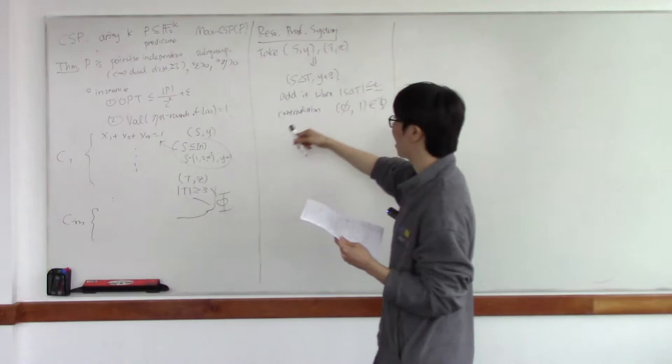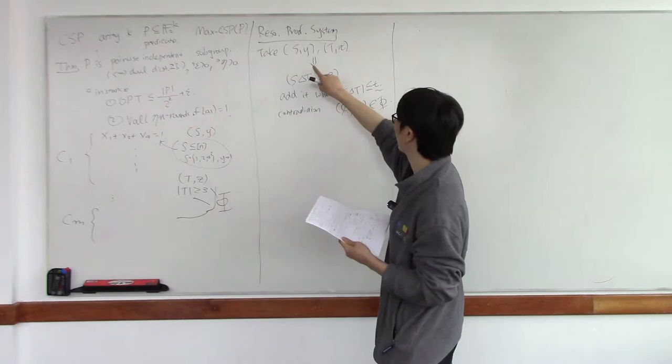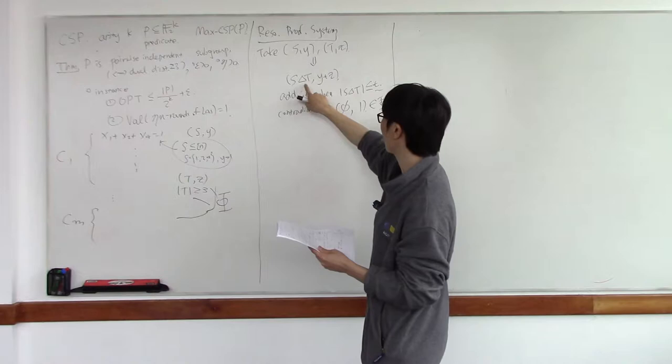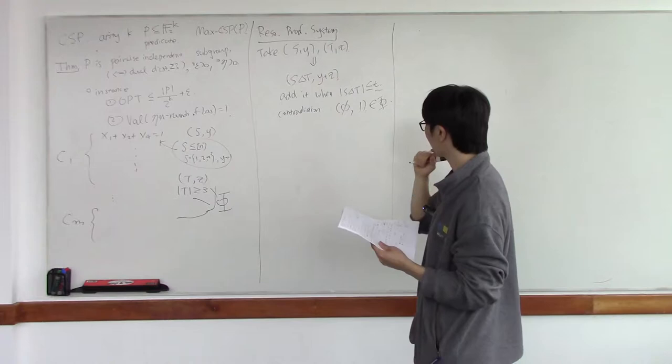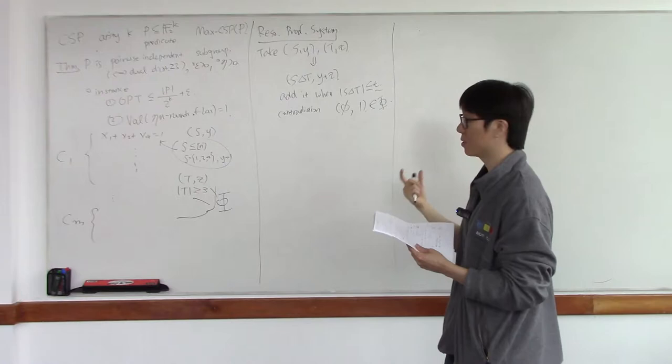What are S and T? From last week, I represented each linear equation as a tuple S and y, where S is a subset of variables. So these are two equations, and if you add them, the resulting equation can be represented as the symmetric difference, because the intersection cancels out. This is a new equation we derive, and we add it to phi while the support is still small, and we get a contradiction if we derive that 0 is equal to 1.